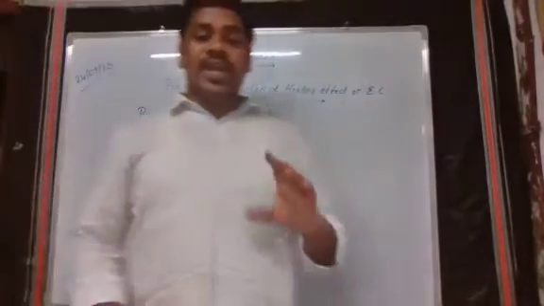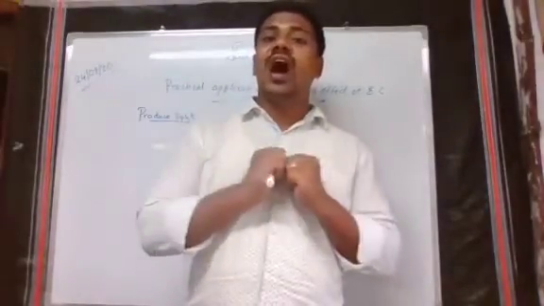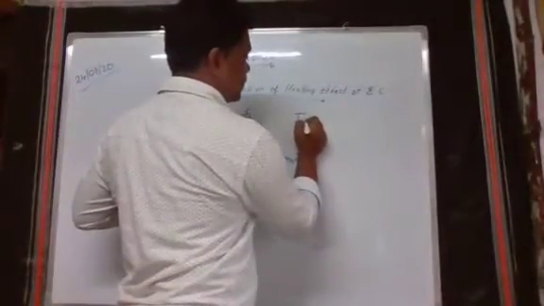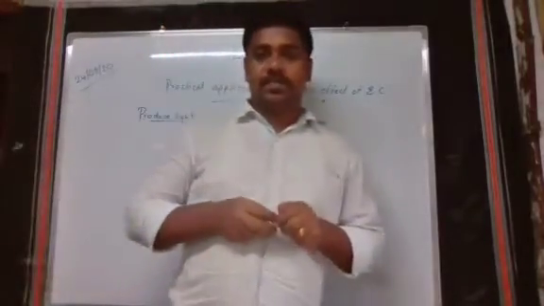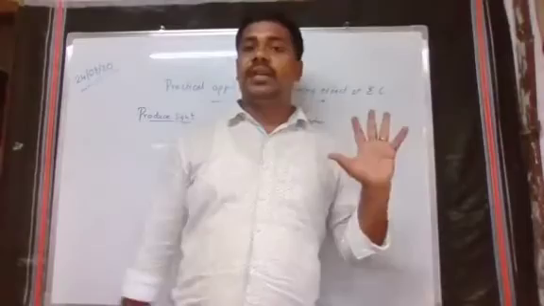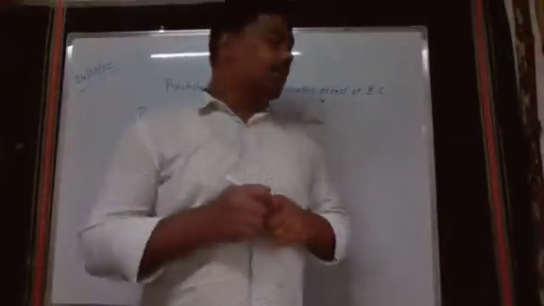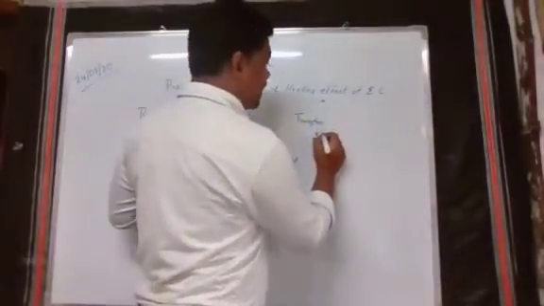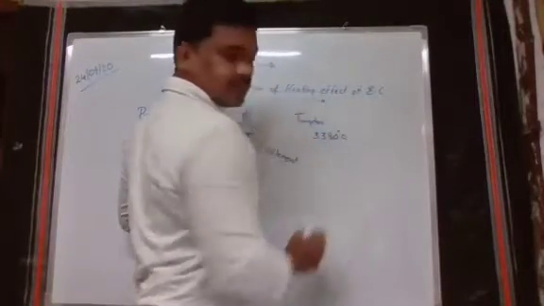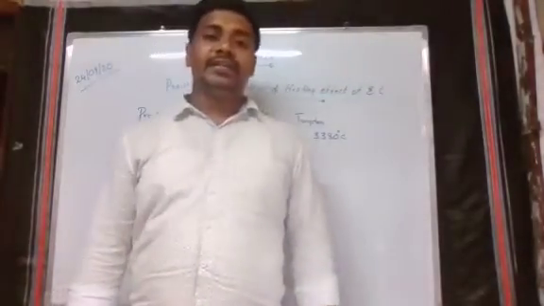A strong metal with high melting point, such as tungsten. You heard about tungsten? Tungsten is used as a filament. Strong metals like tungsten are used as filaments. The melting point of that is 3,380 degrees Celsius.